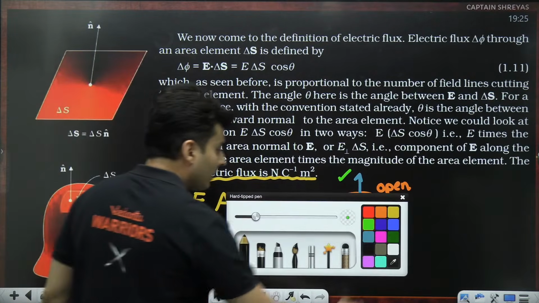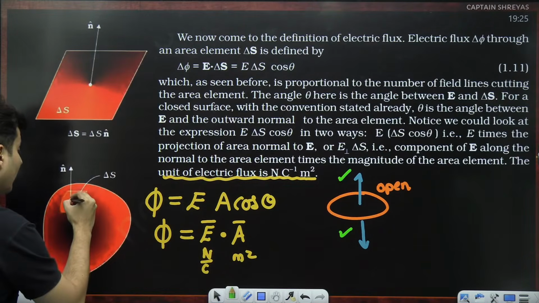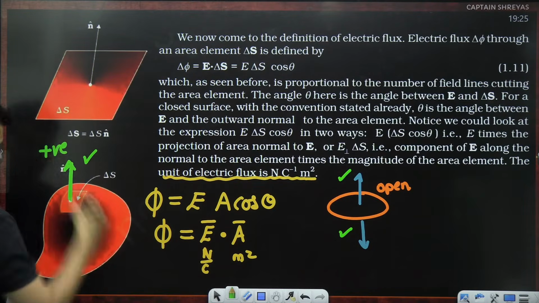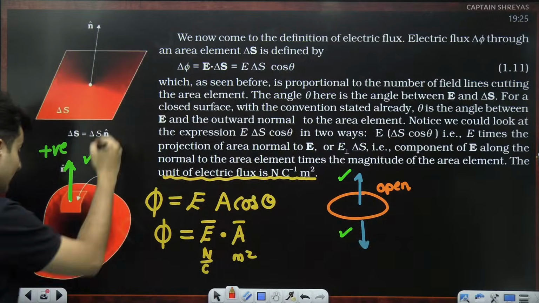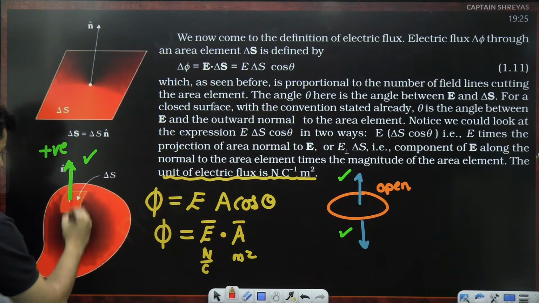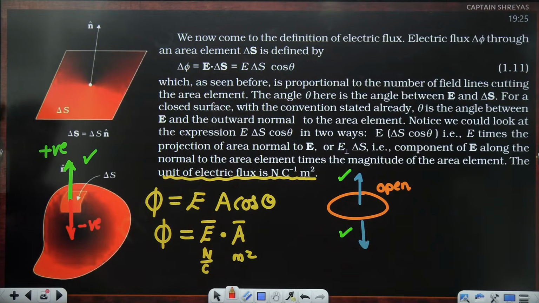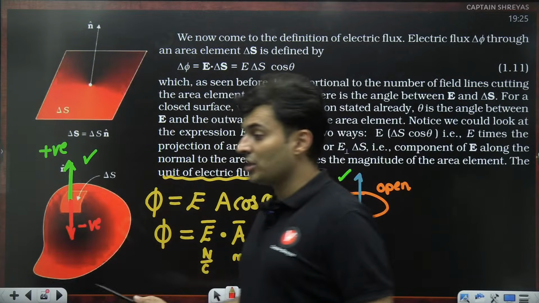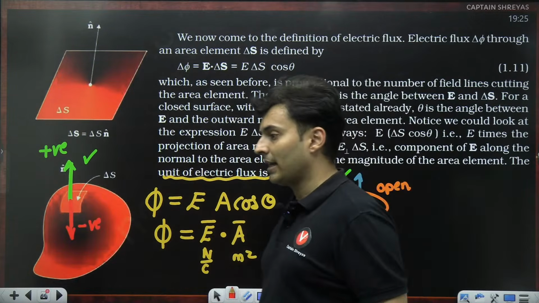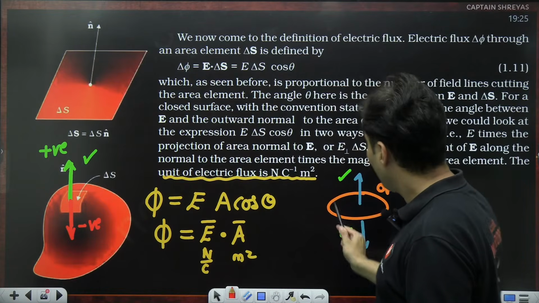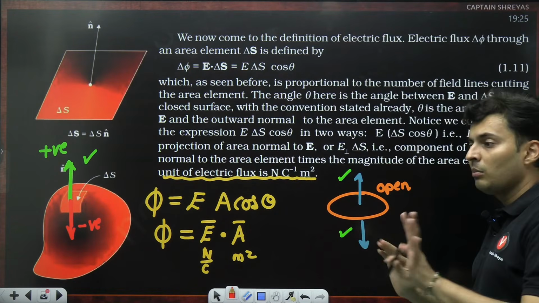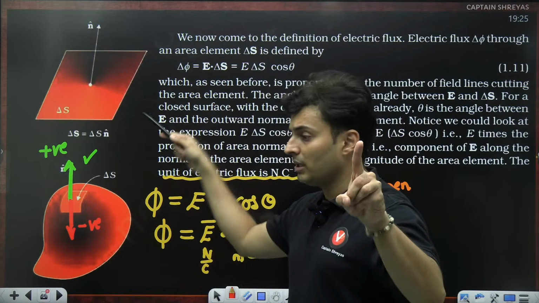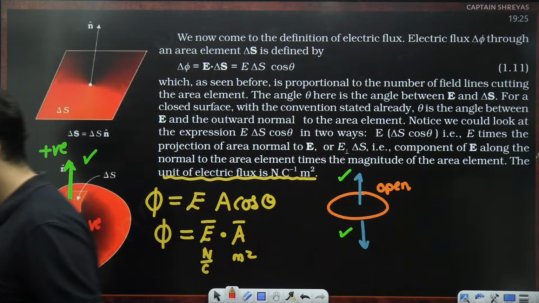Then only the area vector which points outward is correct and it is considered as positive. The vector which goes inside will then be negative. Keep that in mind. So the sign convention is there only for closed diagrams. For open diagrams, you can choose this or this. Both will be fine. But for closed diagrams, the one which goes out is positive. The one which goes in will be negative. Keep that in mind.